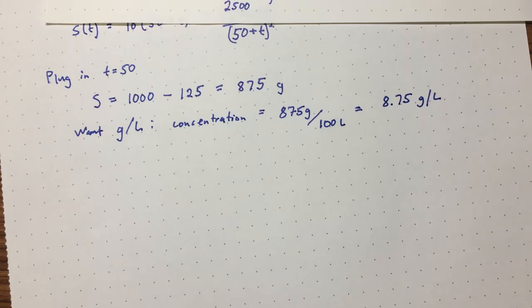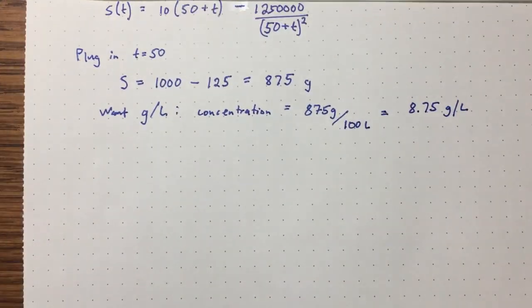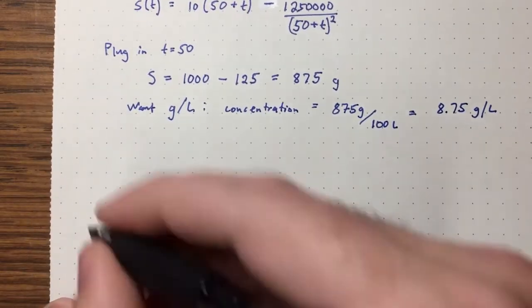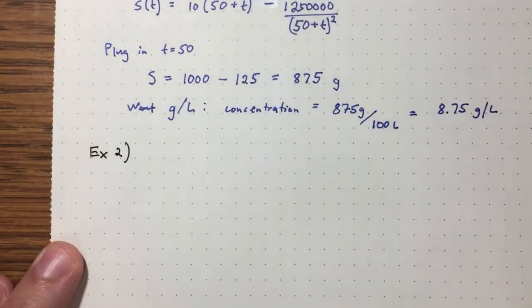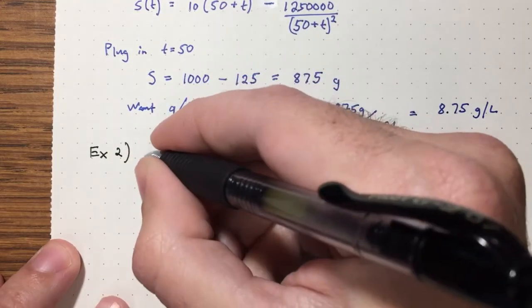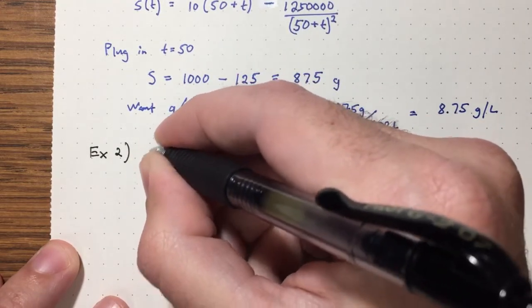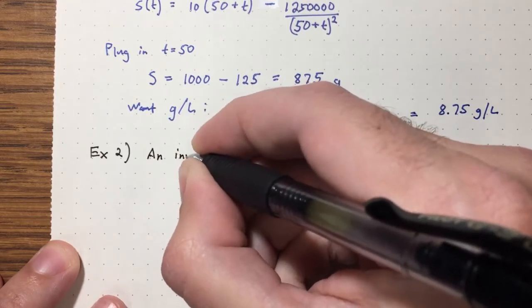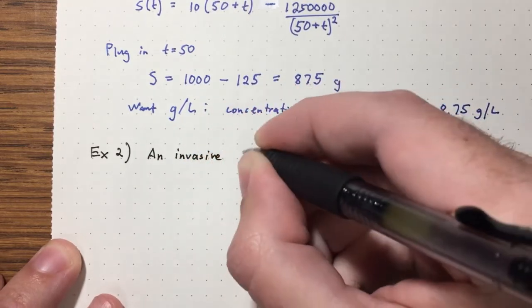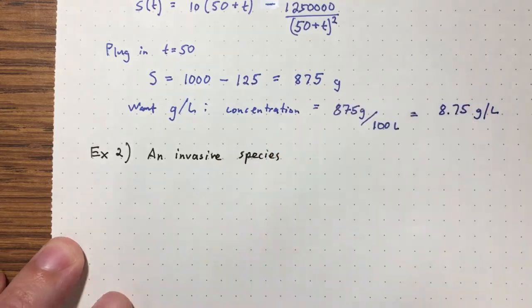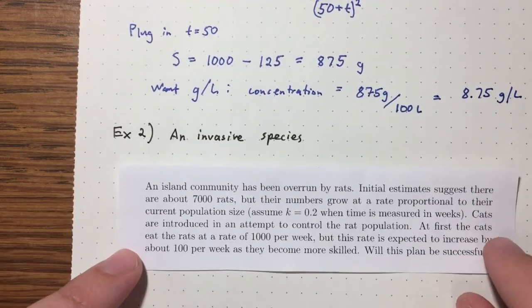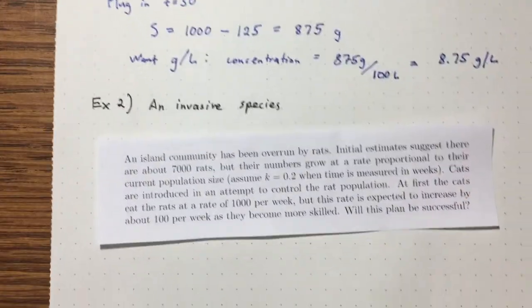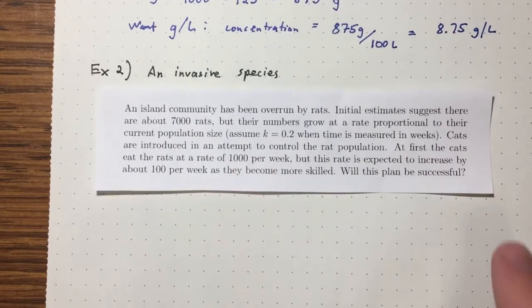I'd like to do another example. So this will be example 2. We'll call this one an example of an invasive species. I printed this one out also, so let me put that up here. Okay, here's our second problem that we're going to try to solve.